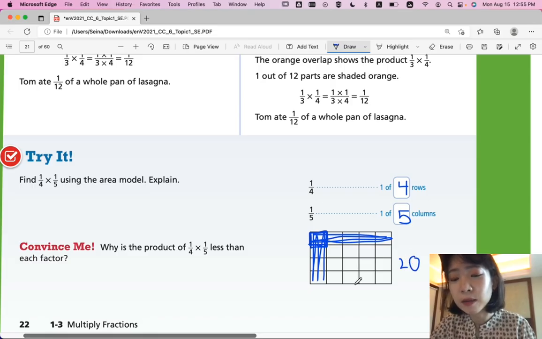So this is the area model because you're finding the area. 4 times 5 is 20. And that is how many pieces you have. So that is 1/20.